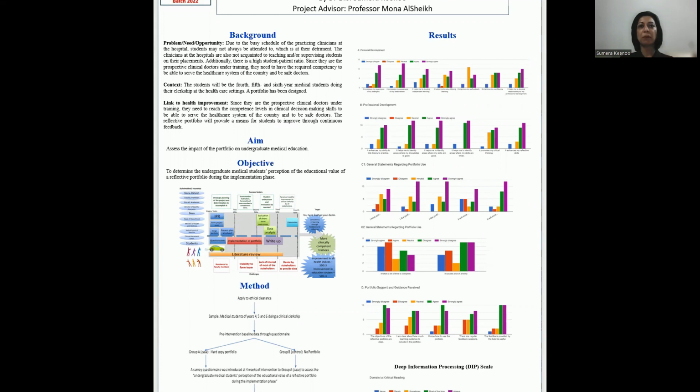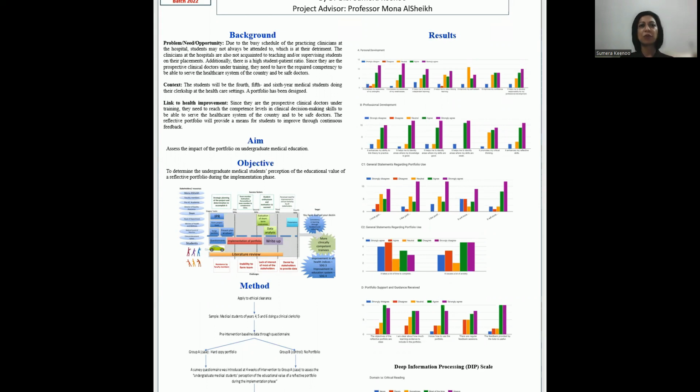For professional development, the students strongly agreed that the use of the portfolio enhances the ability to link theory to practice, and helps them identify areas where their knowledge and skills are good and where they are weak. It also helped them to promote their critical thinking and enhance their reflective skills.